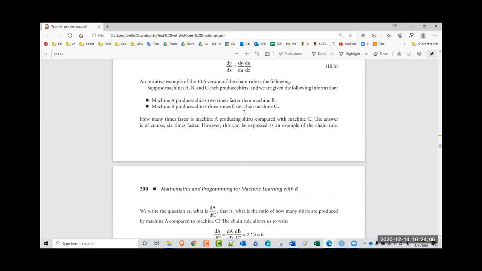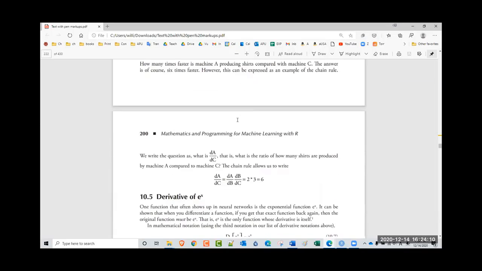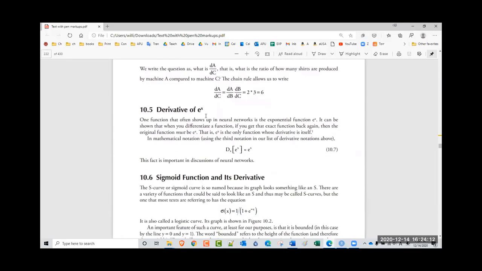And here's some kind of justification for the chain rule. Now we look at the function e to the x. That's going to be very important for us. And the derivative of e to the x is maybe the easiest derivative, because you don't have to do anything. You just get e to the x back. So that's nice. And that will help us to find the derivative of this function.